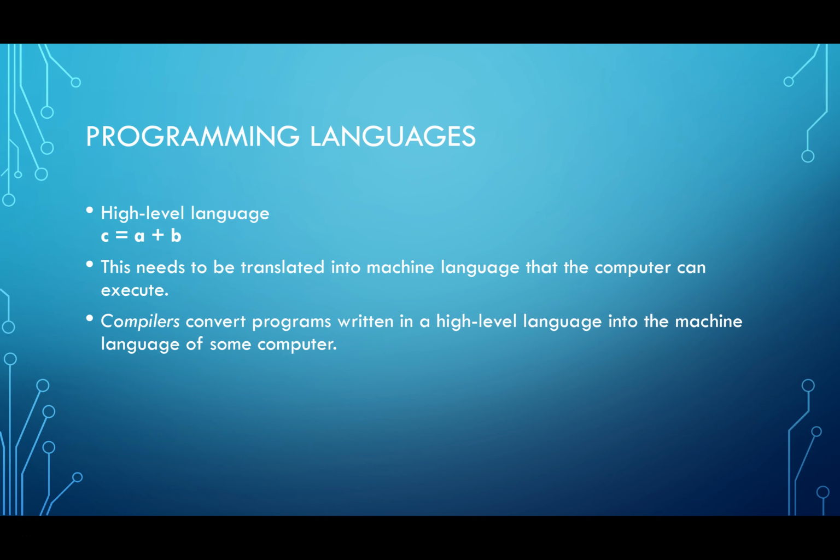A high-level language, basically, is easier for a human to understand. In this next case, we want to add a plus b and save it in c. What happens is this needs to be translated into the machine language that the computer can execute. So basically, after your program has been compiled, it converts your program written in a high-level language into the machine language of some computer. So it converts that high-level language into ones and zeros so the computer can understand what you want to actually do in your computer program.